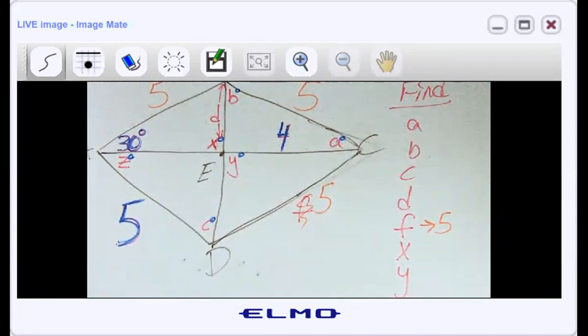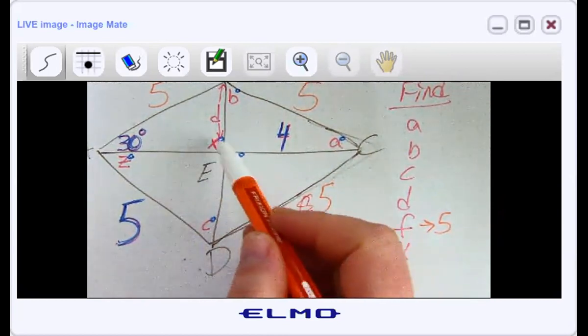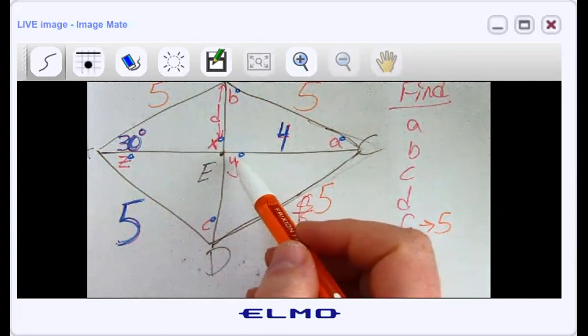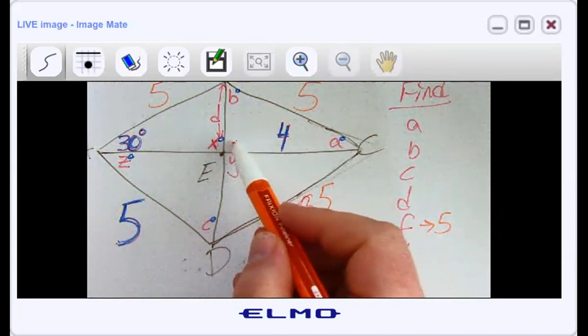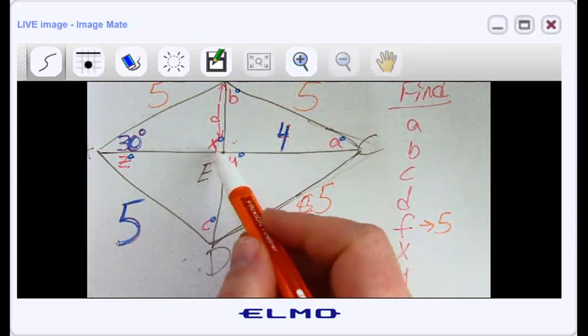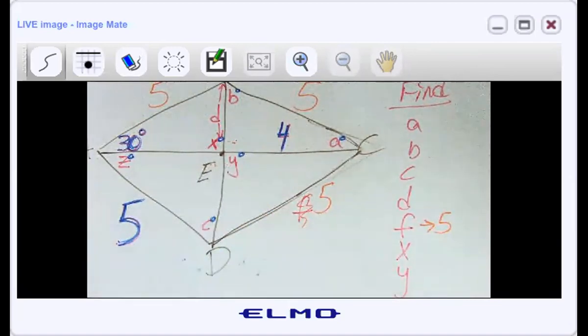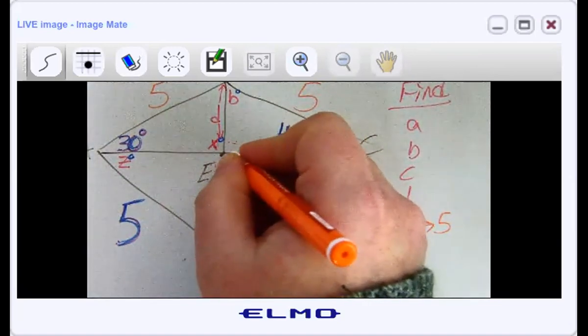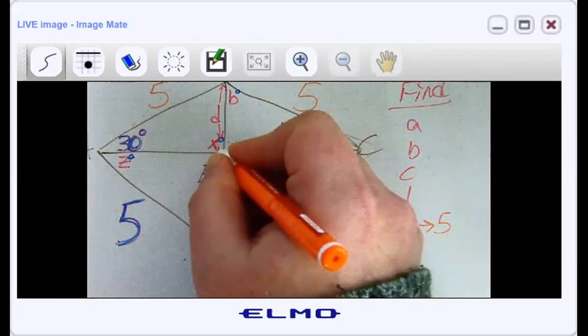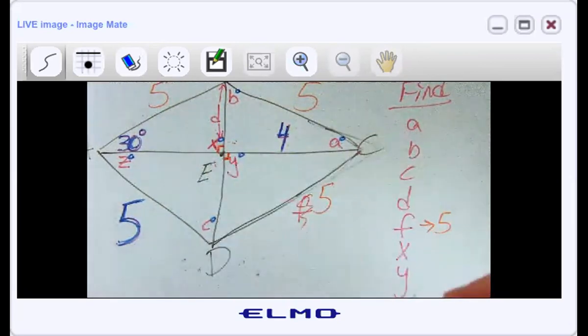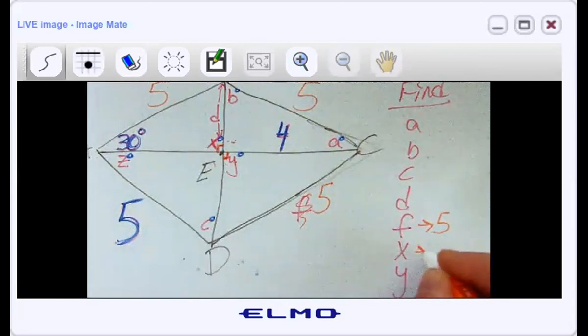Another thing that we just learned about rhombuses is that their diagonals are perpendicular to each other. So that means these two angles right here, X and Y, have to be 90. If I asked you for this angle, it would also be 90. But I only asked you about angles X and Y. They are each going to be 90, because diagonals in a rhombus are perpendicular to each other. So X is 90 degrees and Y is 90 degrees.